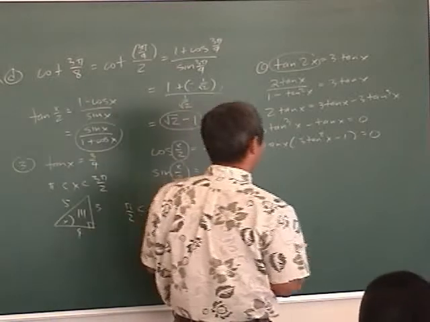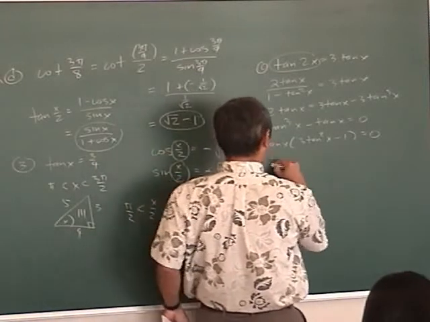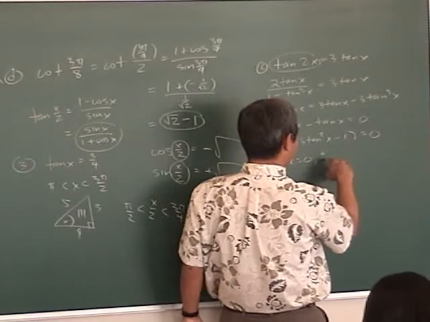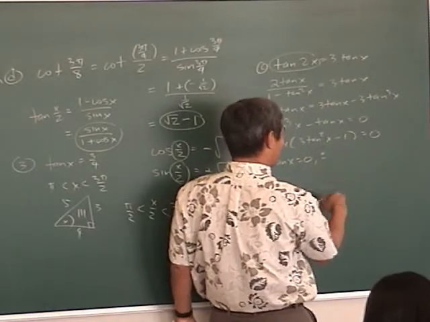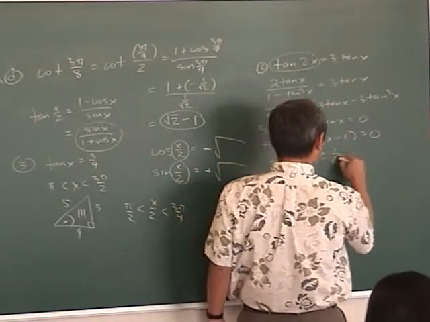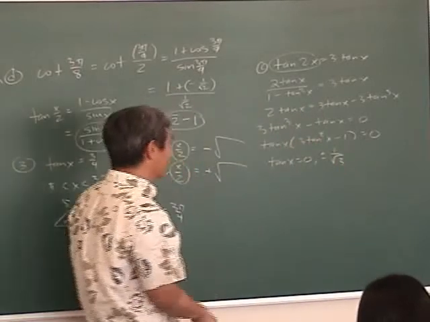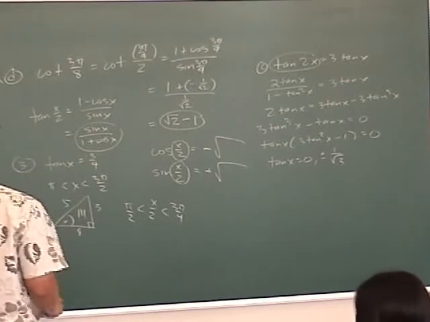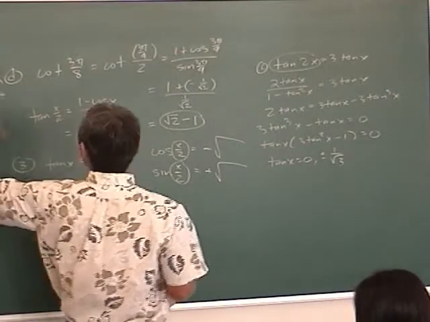They have to factor. Setting each factor equal to 0, tan x equals 0, or plus or minus, don't forget the plus or minus, what's the square root of 1/3? 1 over root 3, and these are all numbers you're supposed to know for tangent, right? It has to come out.